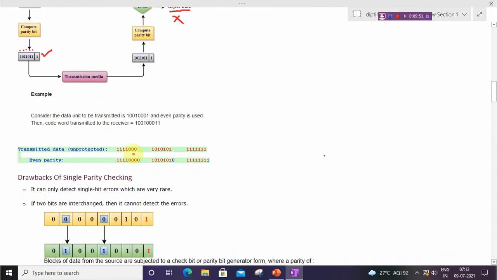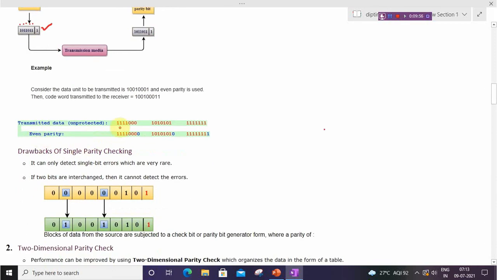So now let us consider another example. Here the data units are 1111 then 000. Means here the number of 1s is 4, means an even number of 1s, then the parity bit will be 0. Okay, and in this case, in the second data unit, the number of 1s is again 1, 2, 3, 4, means an even number of 1s. So for an even number of 1s the parity bit will be 0.